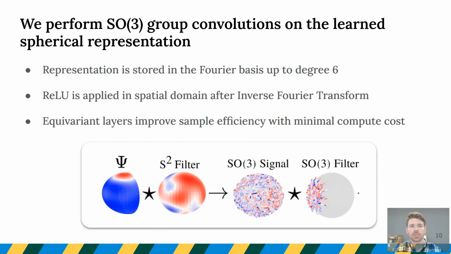Once the representation exists on the sphere, we can perform SO3 group convolutions. The representation is stored in the Fourier basis up to degree 6. A nonlinearity is applied in the spatial domain using the inverse Fourier transform. These equivariant layers improve generalization capabilities of the network with minimal compute cost relative to the convolutional encoder.